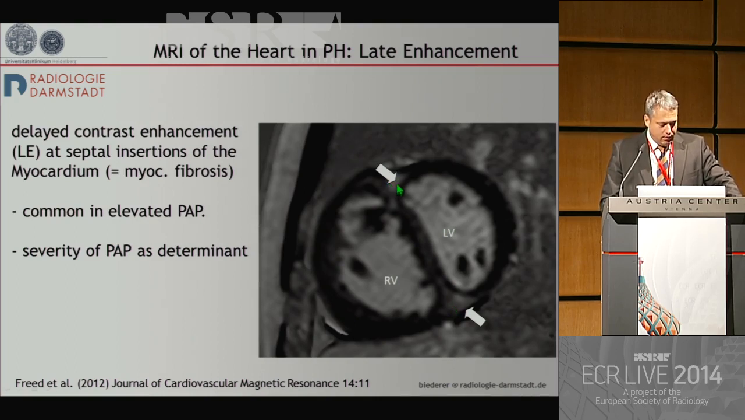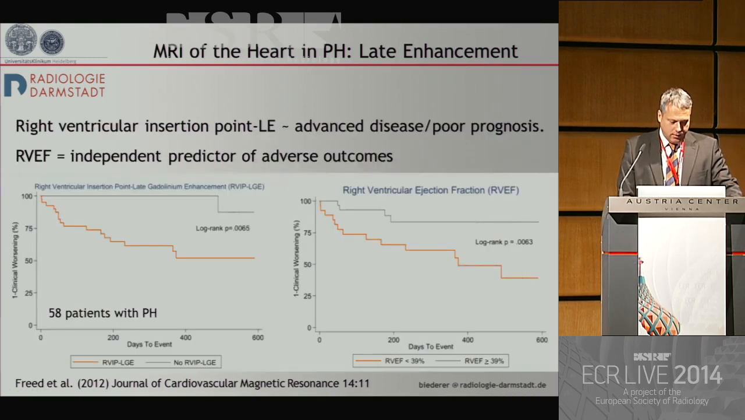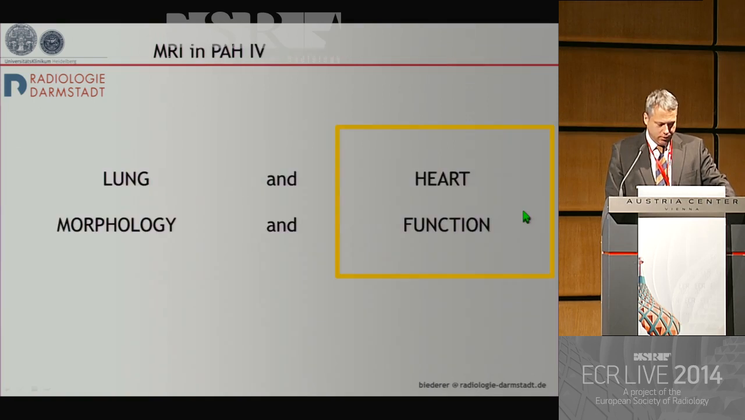It's very common in elevated pulmonary arterial pressure, and the severity of pulmonary arterial pressure correlates with this. So if we look at the right ventricular insertion point late enhancement, we see from this beautiful work from 2 years ago that once it occurs, it predicts an adverse outcome. It means that the right ventricle has a definite problem, and it also correlates with the right ventricular ejection fraction. This is probably the most important parameter because this is directly the function of the right ventricle.